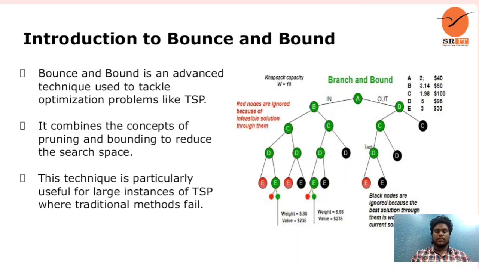Introduction to branch and bound. Branch and bound is an advanced technique used to tackle optimization problems like TSP. It combines the concepts of branching and bounding to reduce the search space. This technique is particularly useful for large instances of TSP, where traditional methods fail. You can see the branch and bound diagram on the right side of the slide.